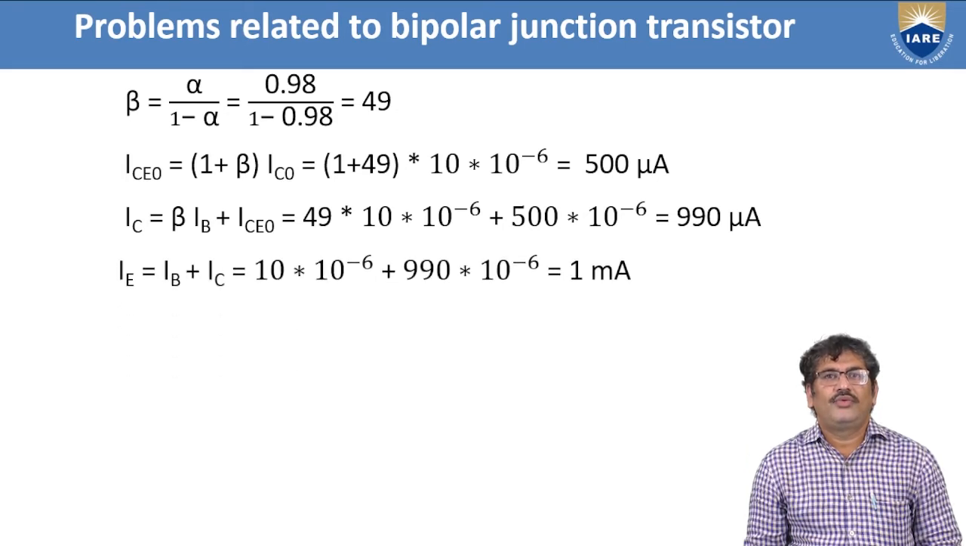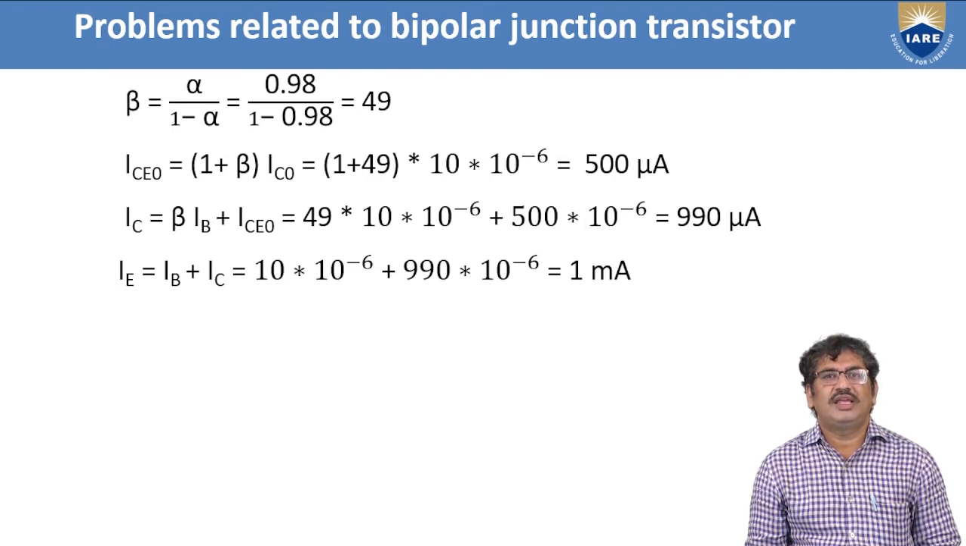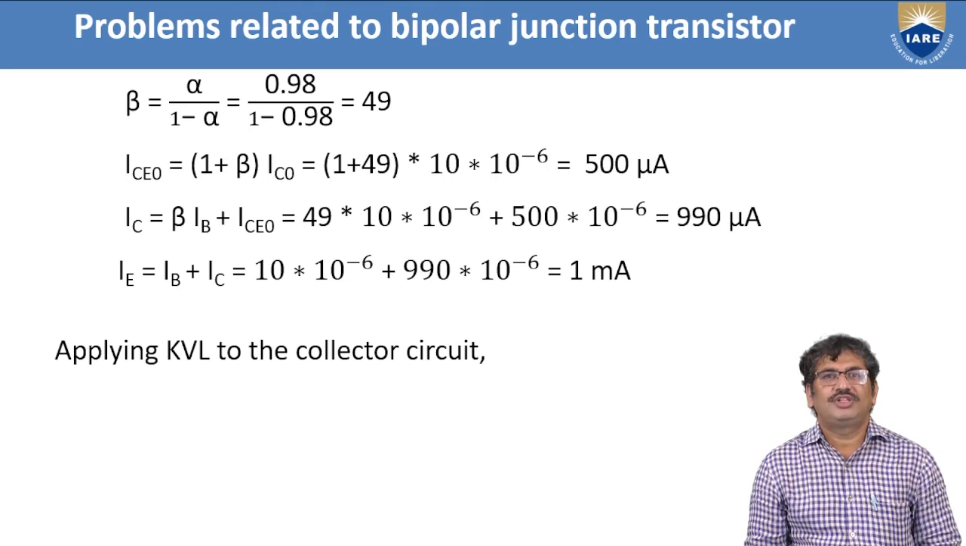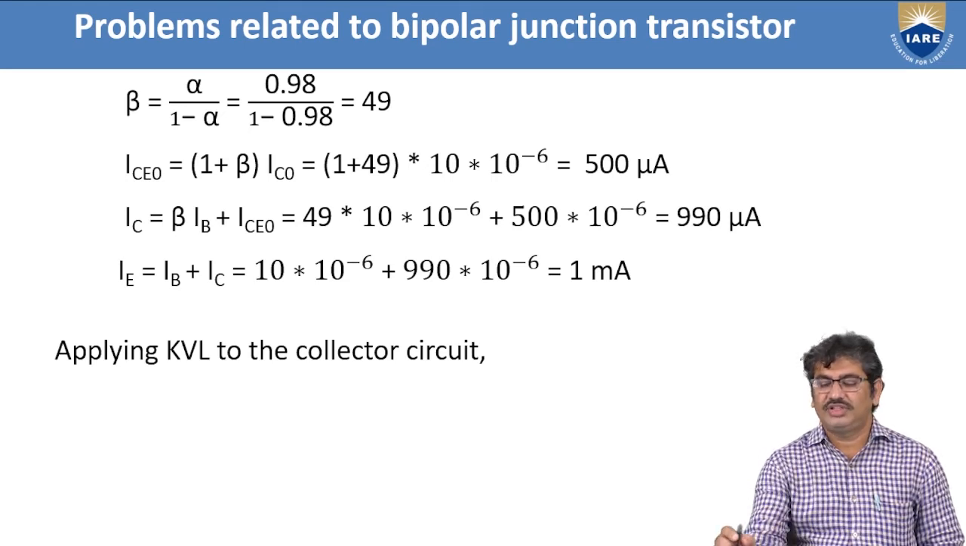Then the emitter current IE is equivalent to IB plus IC. Substituting IB as 10 microamperes, that is 10 into 10 power minus 6, plus estimated IC as 990 microamperes, that is 990 into 10 power minus 6, which will give us 1000 into 10 power minus 6, which is nothing but 1 milliampere.